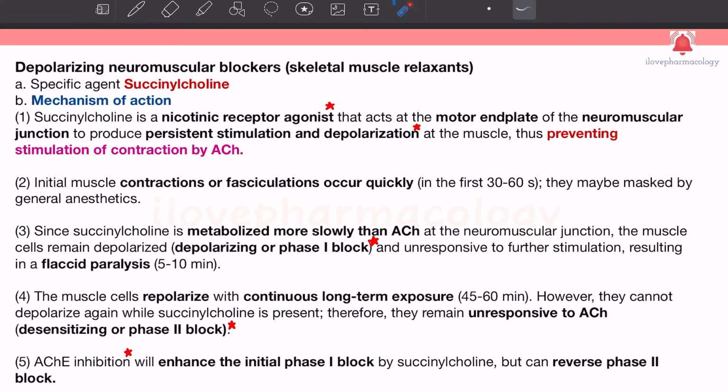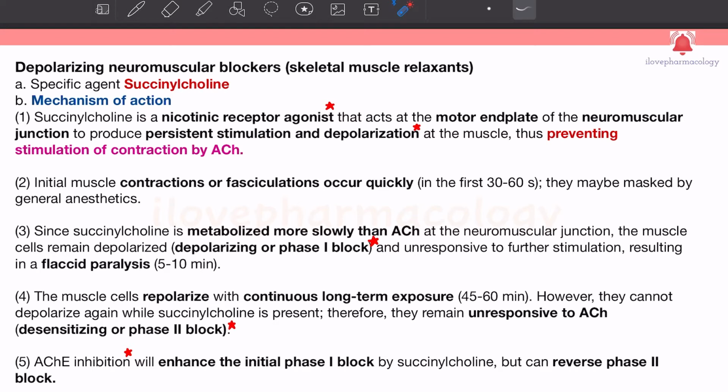Once again, I am going to repeat it. Succinylcholine is a nicotinic receptor agonist. It binds to the nicotinic receptor at the muscle end plate, which is present at the neuromuscular junction. Thereby it produces a persistent stimulation and depolarization of the muscle end plate. Following that, succinylcholine prevents the stimulation of contraction by acetylcholine.